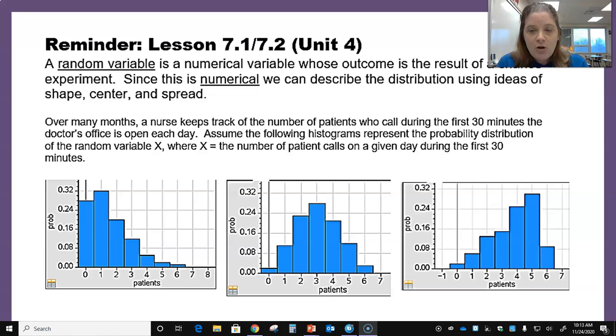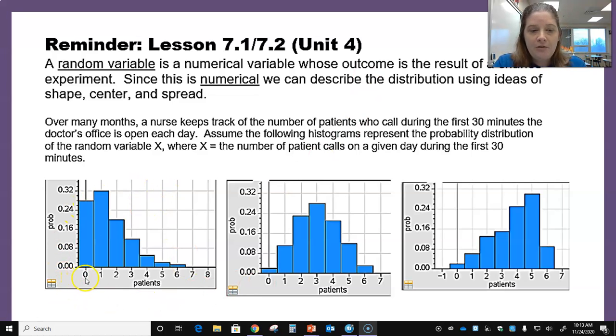Okay, so if we're talking about, for example, over many months, a nurse keeps track of the number of patients who call during the first 30 minutes that the doctor's office is open each day. Assuming the following histograms represent the probability distribution of the random variable x, where x is the number of patient calls on a given day during the first 30 minutes. And so I have these three different distributions.